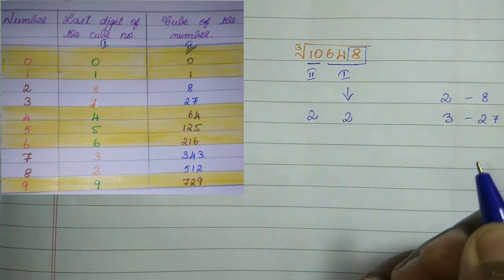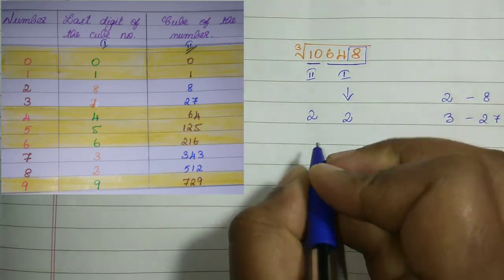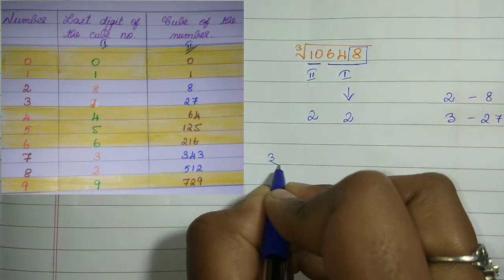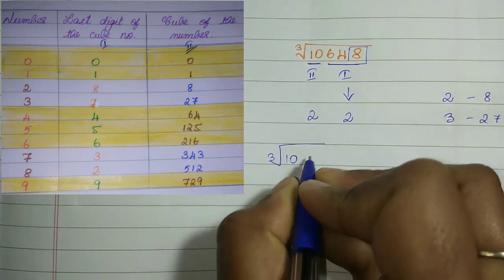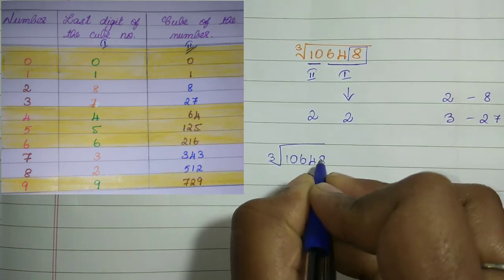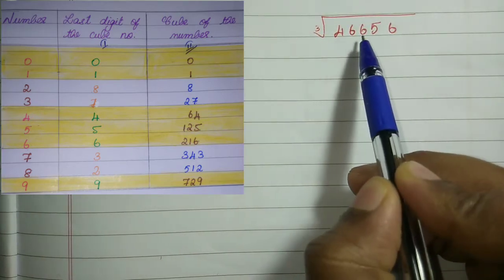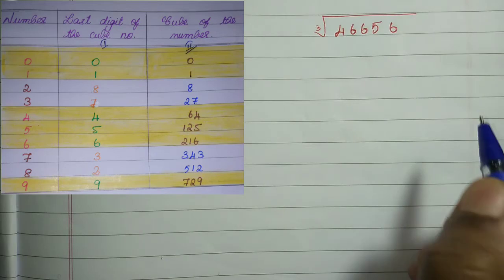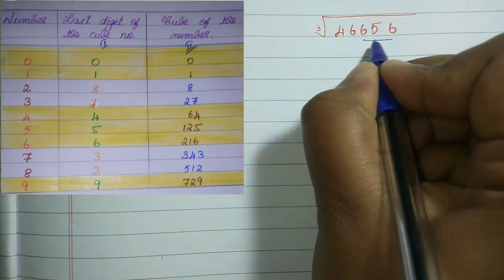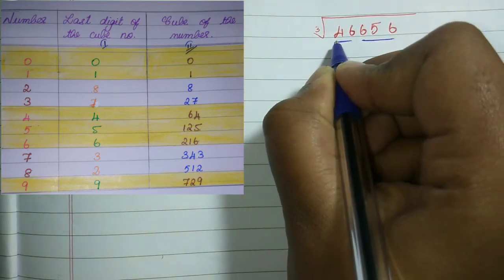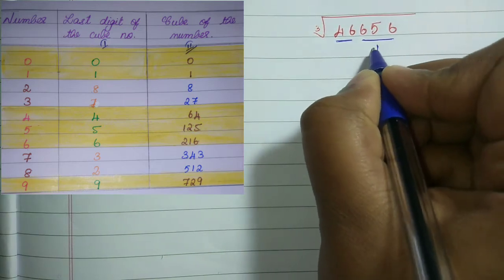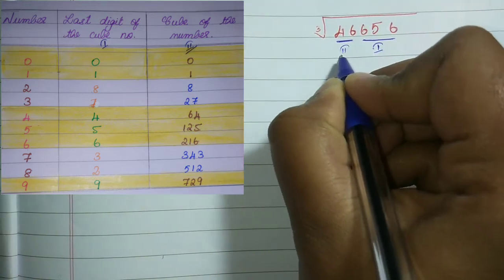So I will be writing 2 over here. So now the cube root of 10,648 is 22. Cube root of 46,656. So we will be pairing this last 3 digits and this 2 digits. So let me mark this as part 1 and part 2.